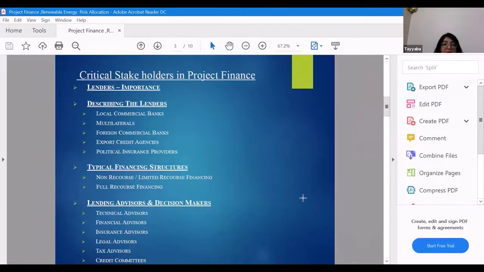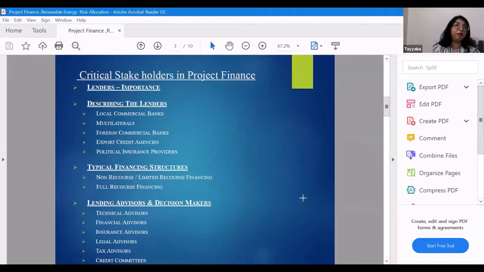Okay. So as I said, the topic focuses on project finance broadly. And within project finance, we are trying to cover the niche of renewable energy today. So the first slide relates to critical stakeholders in project finance. Before we move on to discuss the topic in detail, it's important to understand who the stakeholders are in a project finance transaction.